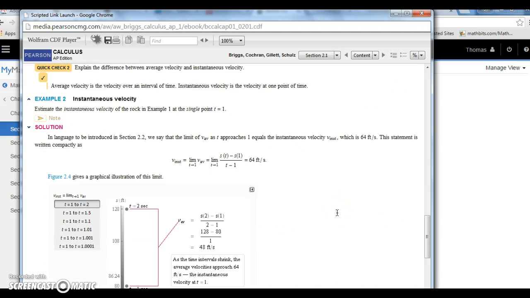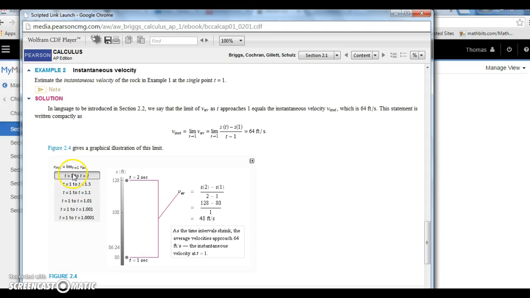So here's example 2. In a language to be introduced in the next section, we say that the limit of the average velocity as t approaches 1 equals the instantaneous velocity, v instantaneous, which is 64 feet per second. This statement is written compactly as v instantaneous equals the limit of the average velocity as t approaches 1, and that equals the limit as t approaches 1 of the position at one time minus the position at another time: position at t minus position at time 1, over t minus 1, which should equal 64 feet per second.